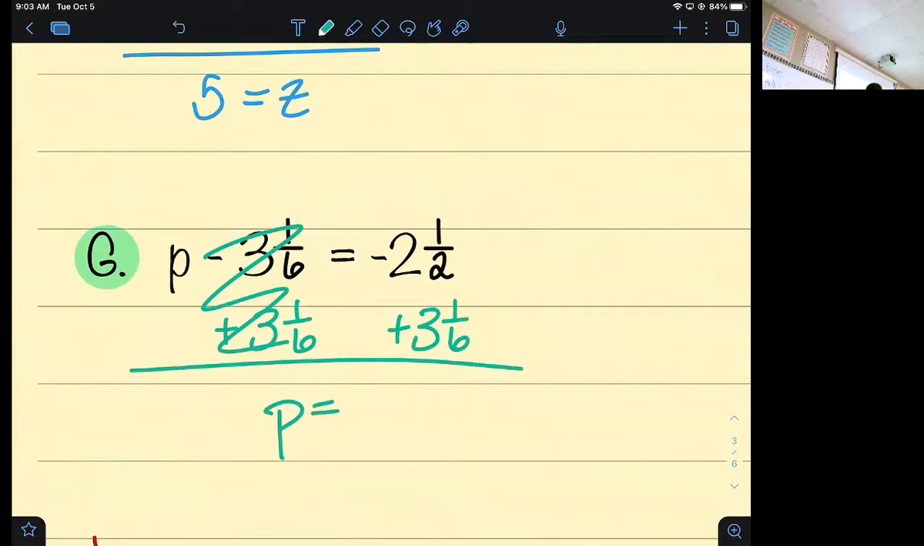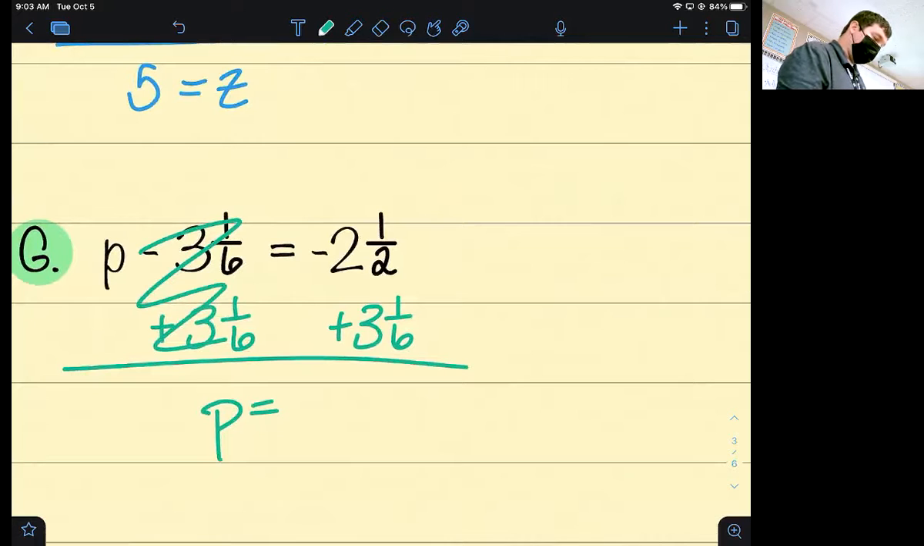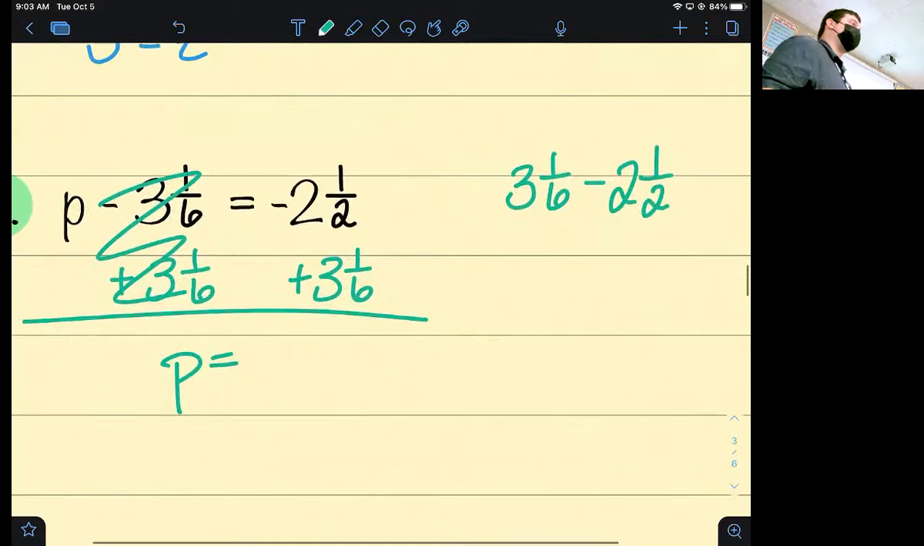Parker, am I going to go to war or join forces? One's negative and one's positive. I'm going to go to war. Yeah, I'm going to go to war here, as we often seem to do. When I go to war, I have to write the larger number first. Going to war means I'm subtracting. So I'm going to subtract that.